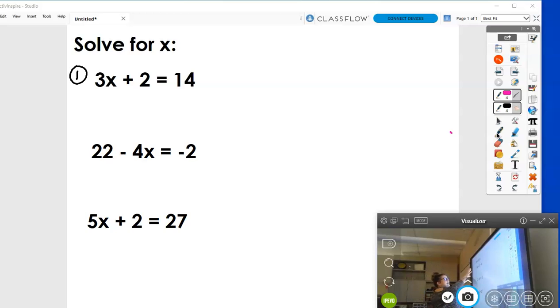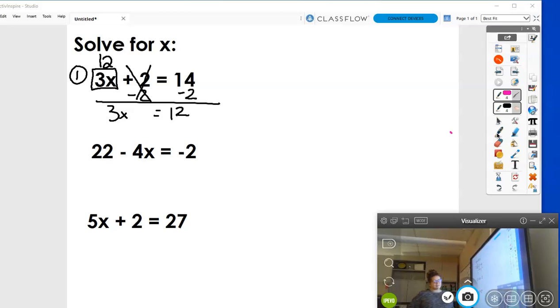So if I think about what this 3x is worth, it's some number plus 2 got me 14 there. So if I want to, I can go ahead and subtract the 2 from both sides to get that plus 2 to kind of cancel out. And thinking about the fact that this means that this 3x right here has to have a value of 12. That should make sense because 12 plus 2 would have gotten me 14.